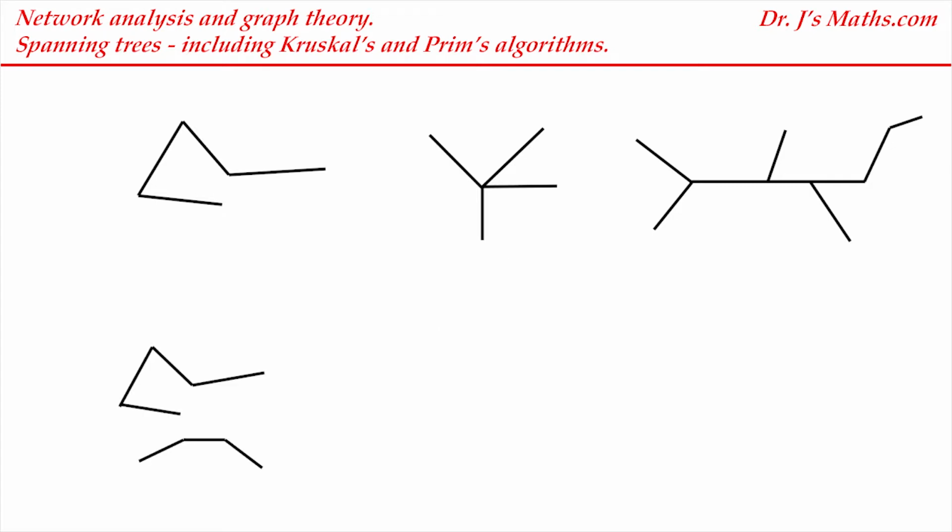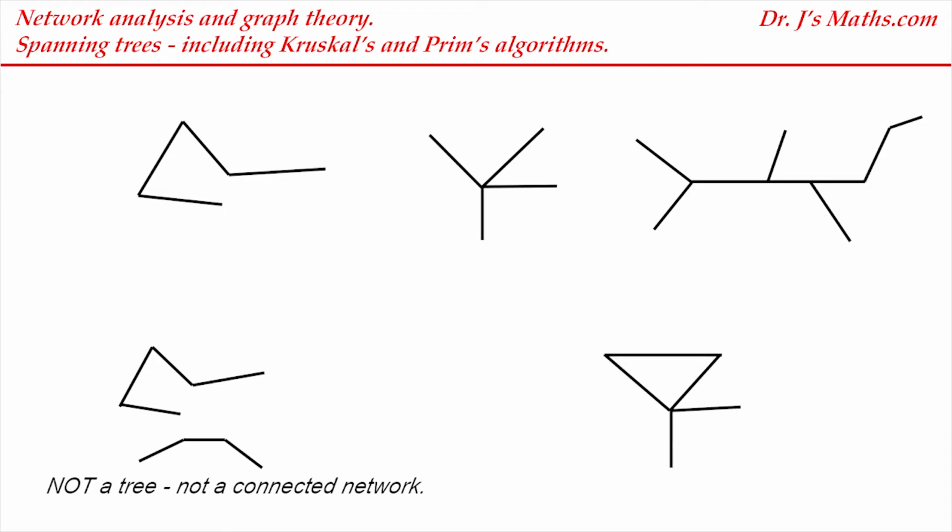In the next diagram we have a network made up of two separate parts. There is no link or edge between the two parts, so it's not a connected network, so therefore that's not a tree. In the final diagram we have an undirected graph. It's connected but it has a big cycle, so not a tree.